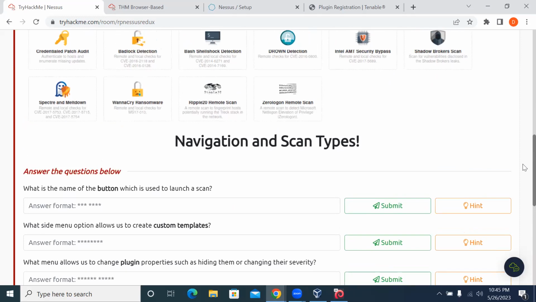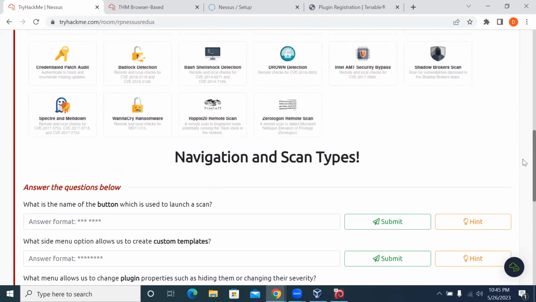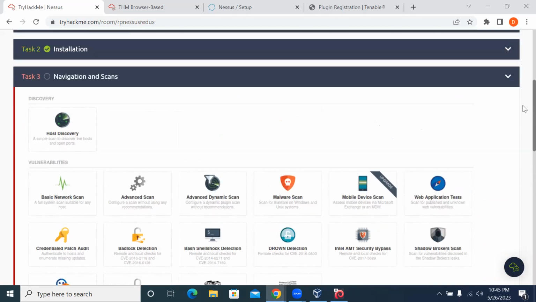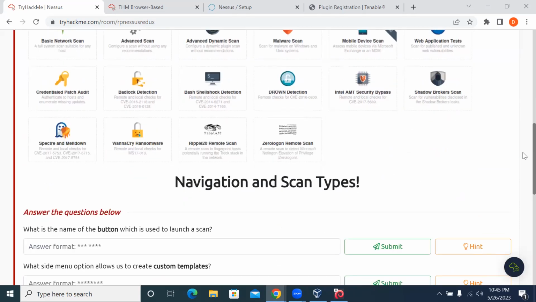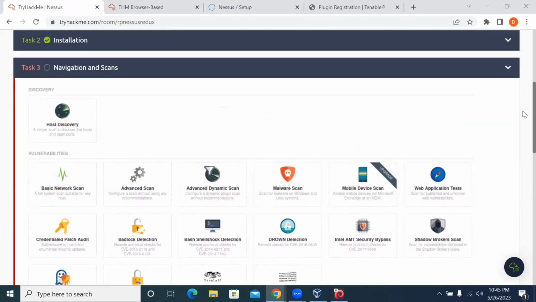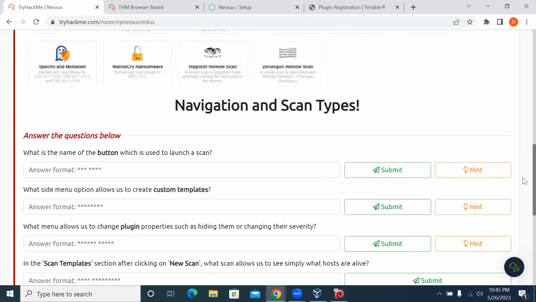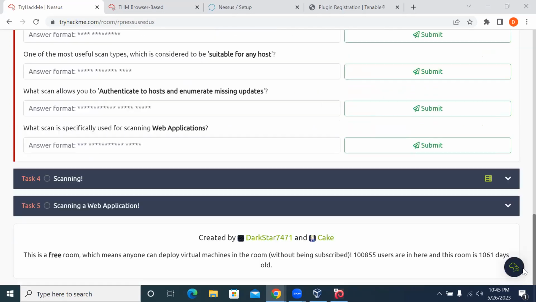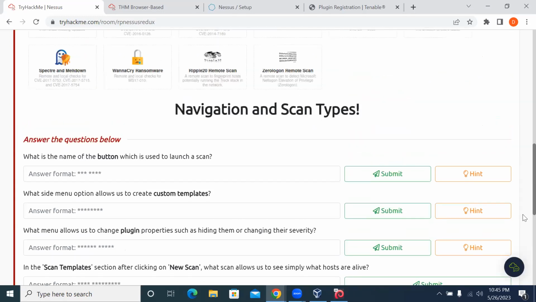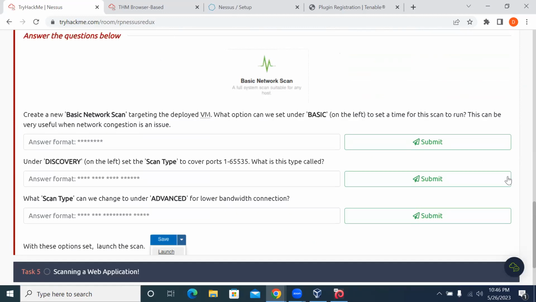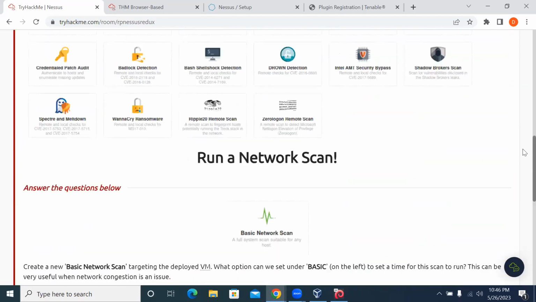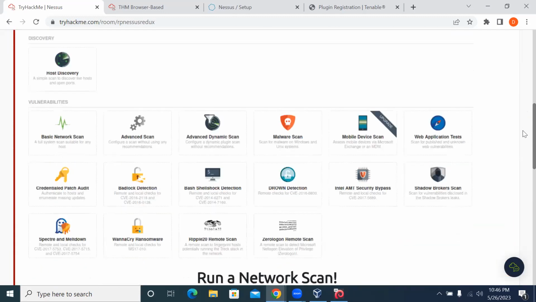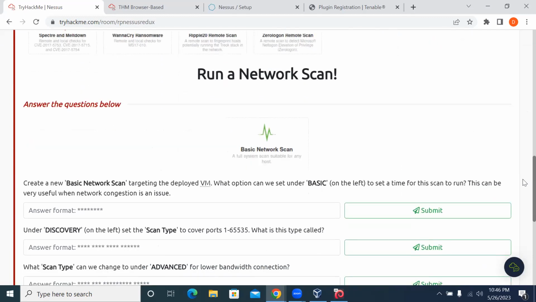So what is the name of the button which is used to launch a scan, right? It will be the scan button, right? By the time you log into your Nessus now, you will see that button there, right? So that is how Nessus is installed and used.